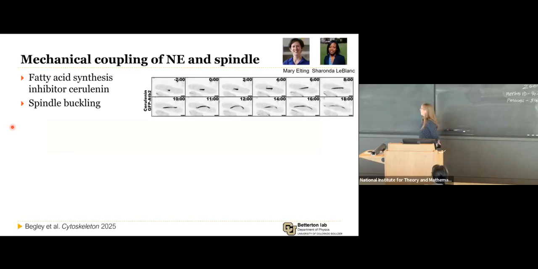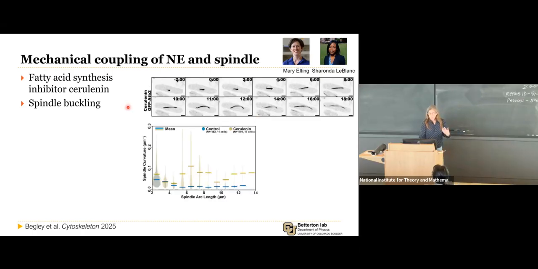And this is the work I mentioned that's the collaboration with Mary Elting and Sharonda LeBlanc. And this is in a paper from earlier this year. And we started using cerulenin, so this drug treatment that restricts area expansion by inhibiting fatty acid synthesis. And Mary's lab was able to reproduce these kinds of buckling experiments that had previously been seen in the published work that I showed you. So time here is in minutes and seconds. These are showing a GFP label on tubulin, and they're contrast inverted, so where it's dark, that's where the signal is.